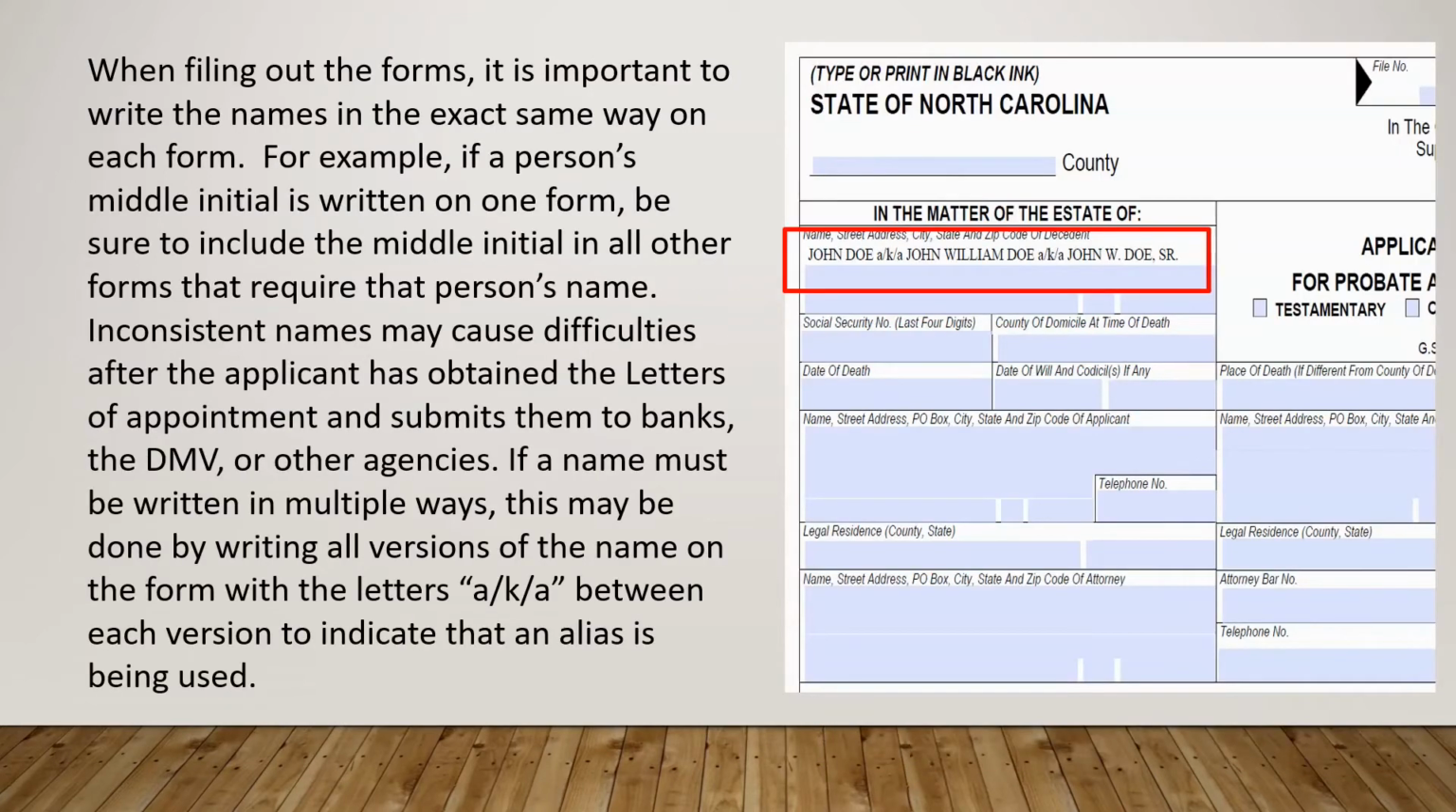When filling out the forms, it is important to write the names in the exact same way on each form. For example, if a person's middle initial is written on one form, be sure to include the middle initial in all other forms that require that person's name. Inconsistent names may cause difficulties after the applicant has obtained the letters of appointment and submits them to banks, the DMV, or other agencies. If a name must be written in multiple ways, this may be done by writing all versions of the name on the form with the letters AKA between each version to indicate that an alias is being used.